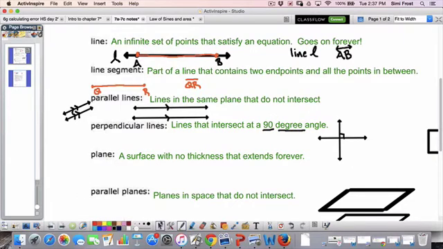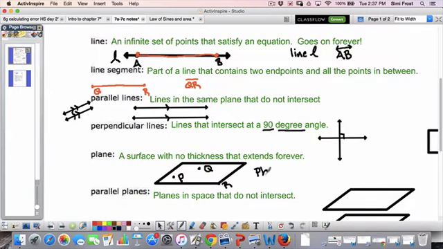Okay, a plane is a surface with no thickness that extends forever. So we generally draw a plane kind of like a parallelogram, so it's like we're looking at this little piece of a plane from above. And the way to name a plane is you need 3 points on the plane, and the points can be within like this, or sometimes you'll see them on the edge. So this would be plane PQR.